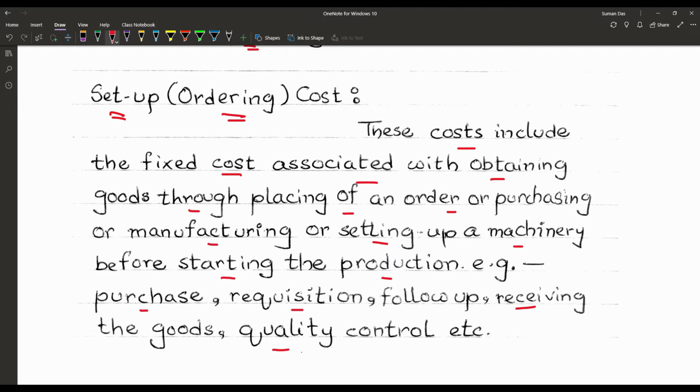Now, what is the meaning of the setup or the ordering cost? Suppose the production company is trying to set up the company, then whatever the machines or other things, except the raw materials, the production company needs, the cost related with that is known as the setup or the ordering cost.